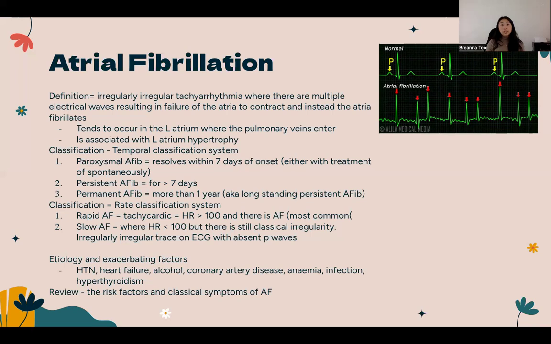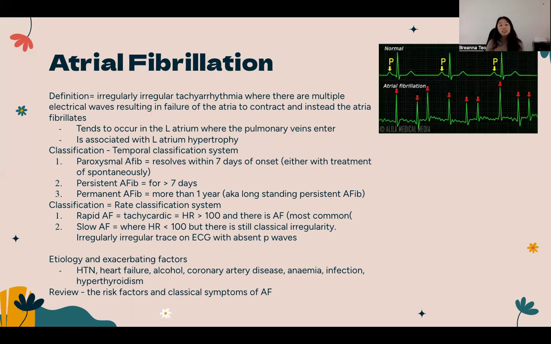In terms of classification, we can classify them 2 different ways. So based on how long it's been there for. So paroxysmal being resolved within 7 days of onset, persistent being for more than 7 days, and permanent being for more than a year. Alternatively, we can classify AFib based on rate, so rapid versus slow, and that's when we're looking at the heart rate, so above 100 versus below 100.